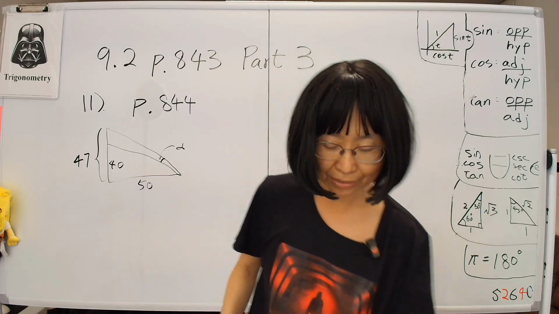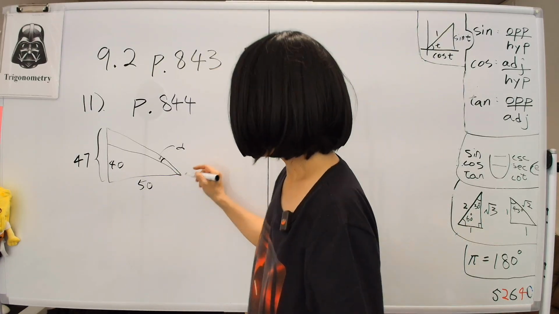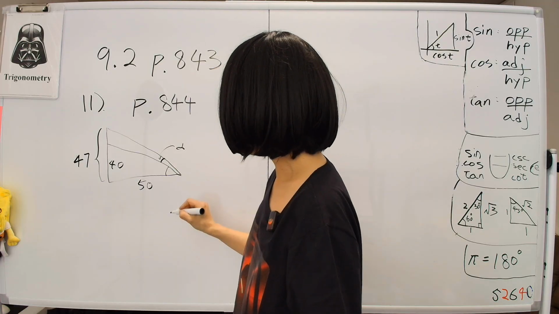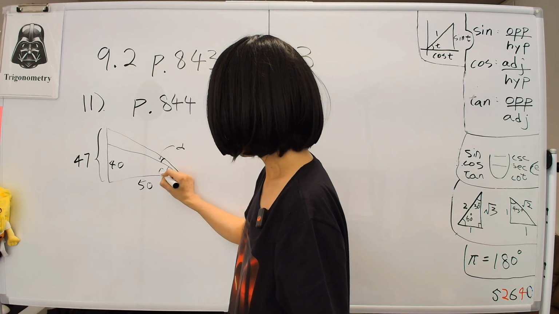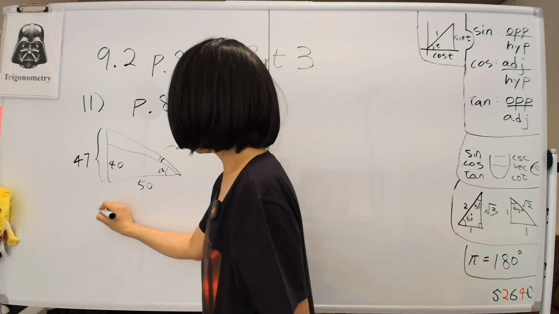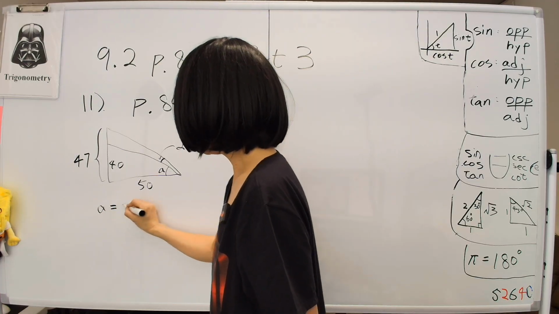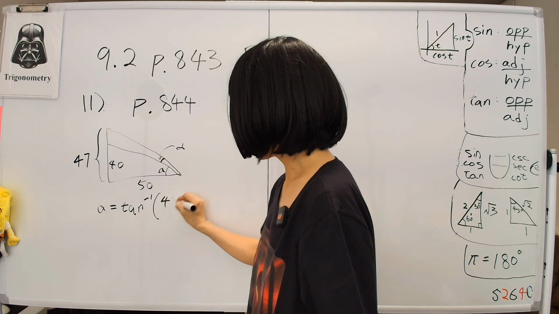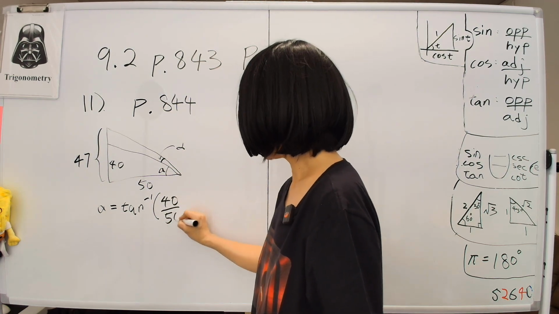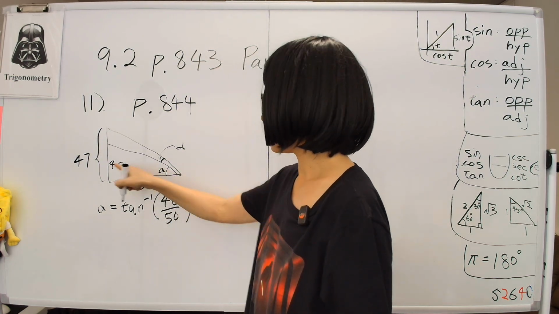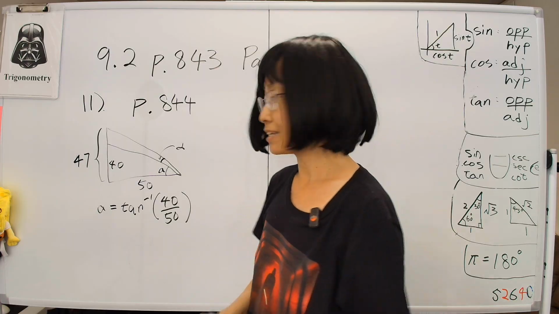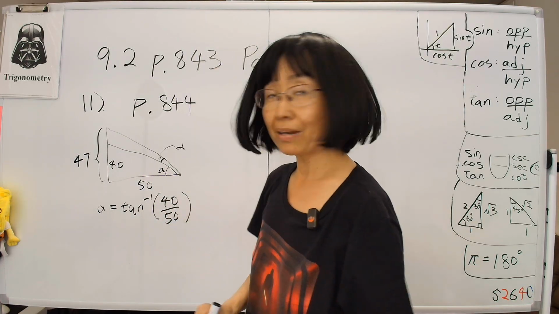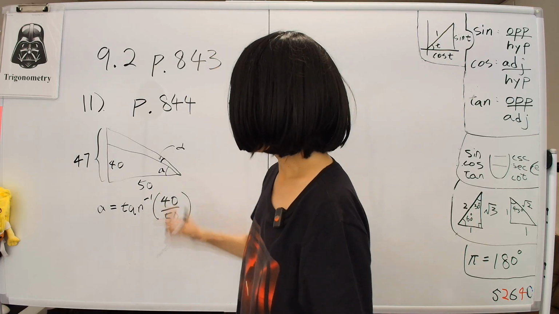That should be simple enough. The first part of this angle, we'll call it angle A. Angle A is equal to tangent inverse of 40 over 50, because tangent of A is opposite over adjacent, which is 40 over 50. So to find A, we just plug this in, and that will give us A.